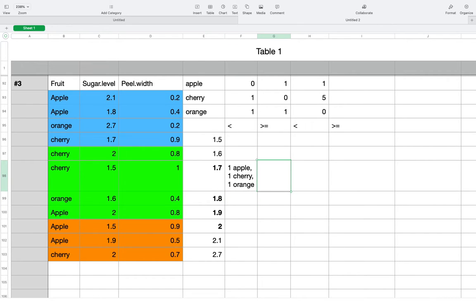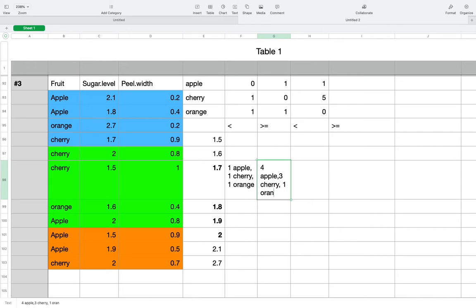Greater than or equal will be everything else. So that will be how many apples? 1, 2, 3, 4 apples. How many cherries? 1, 2, 3 cherries. And how many oranges? 1 orange. And that should give us 3 plus 7 plus 8, which is 11. We have them all.